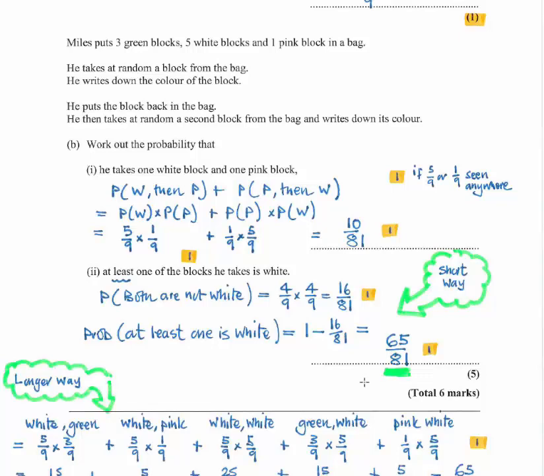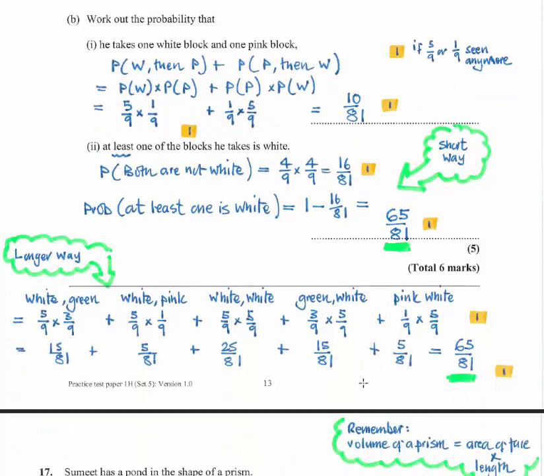Now if that was a little bit tricky, here's another way of doing it. It's a bit long drawn out, but you're probably going to have the time in the exam anyway. Just think of all the different ways you could get at least one of the blocks being white. You could have white and green, white and pink, white and white, green and white, pink and white. And each one of those times we multiply the individual probabilities. So the probability of that happening is the probability of white times the probability of green.